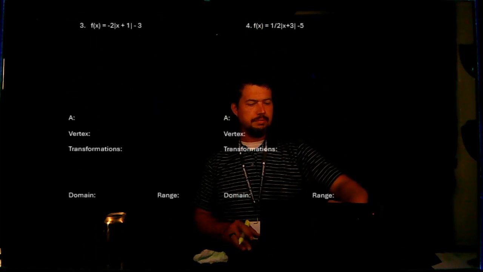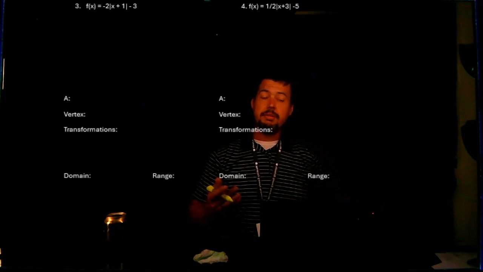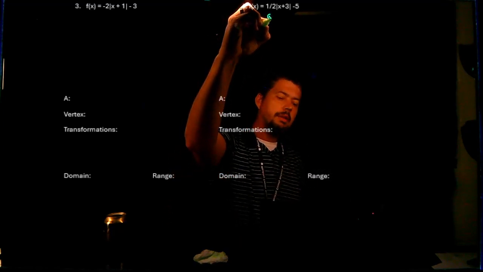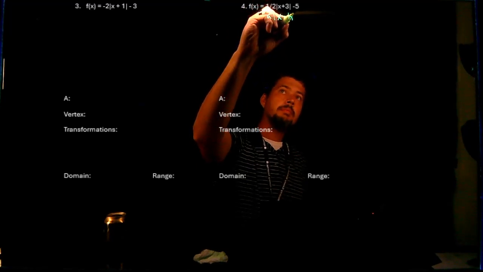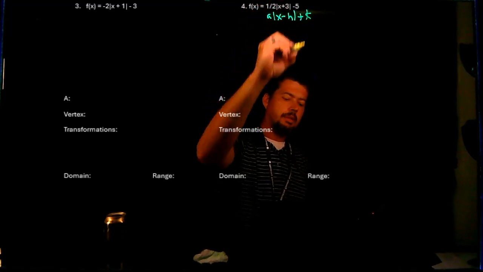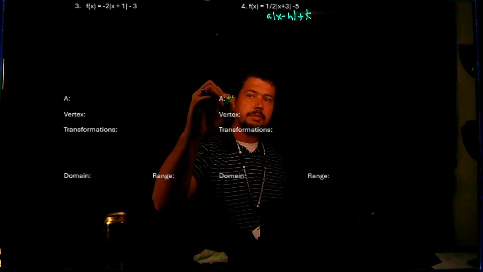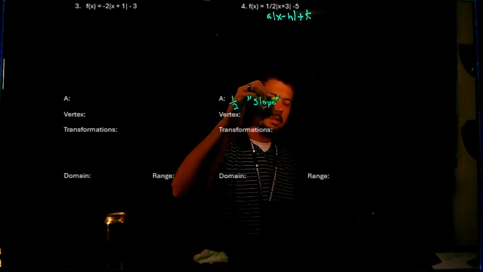I'm only going to do about half of these. So here's number 4. Identify A. Again, think of the lineup process. A times the absolute value of x minus h plus k. So A here is going to be 1/2. And again, think of that as slope, okay? That's kind of what it is.